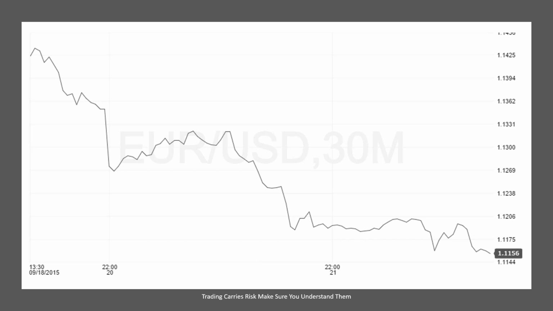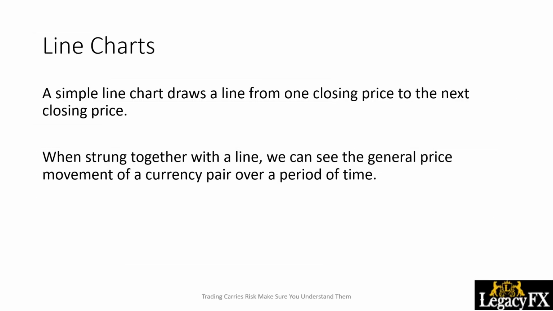Now, a simple line chart draws a line from one closing price to the next closing price. And when strung together with a line, we can see the general price movement of an asset over a period of time.